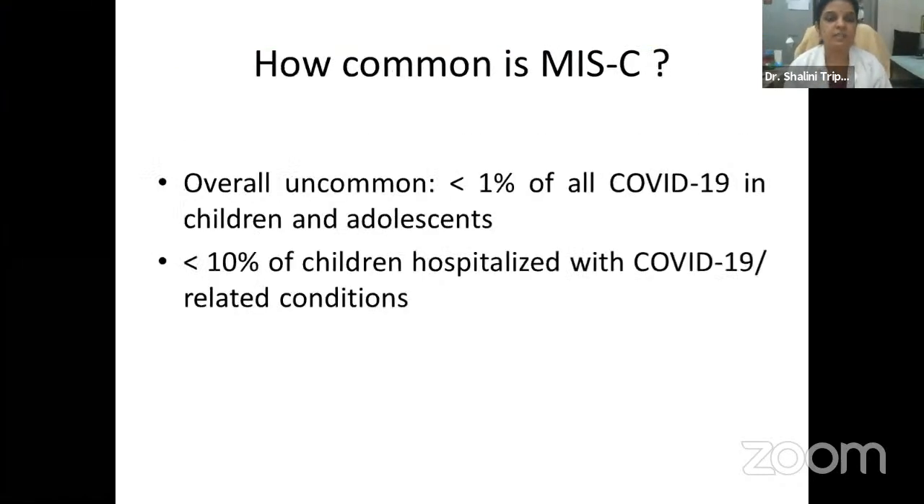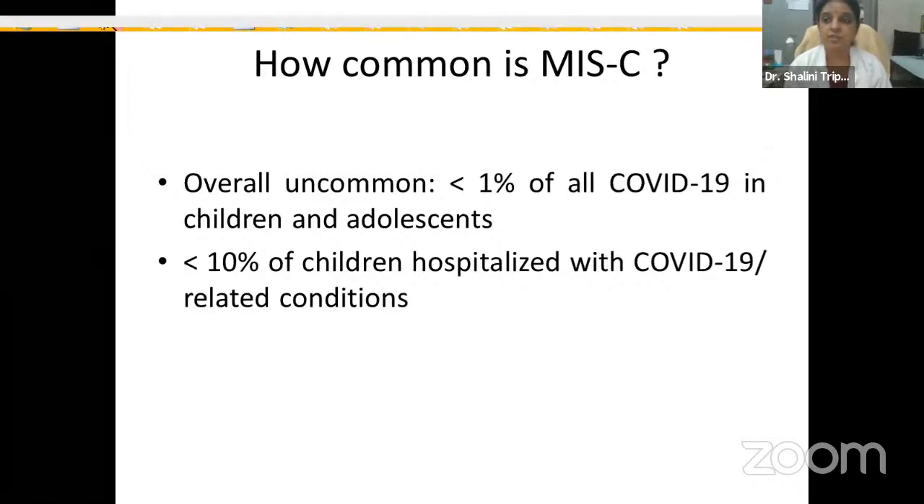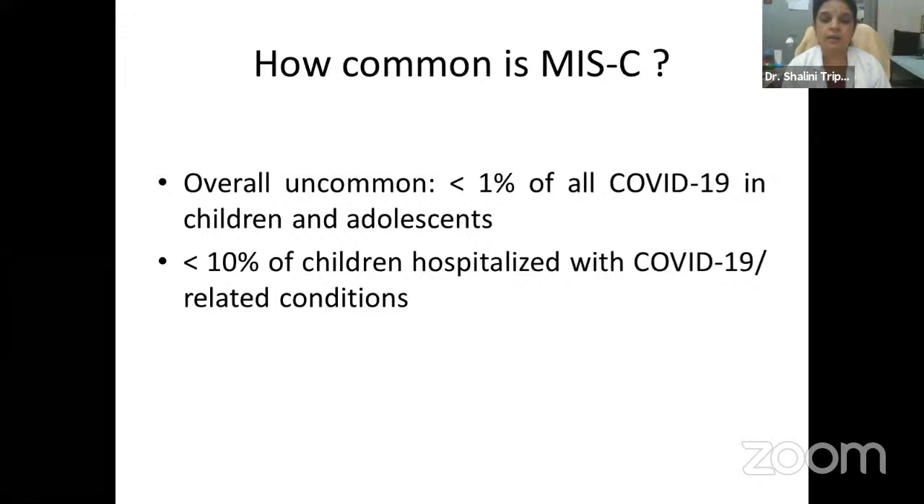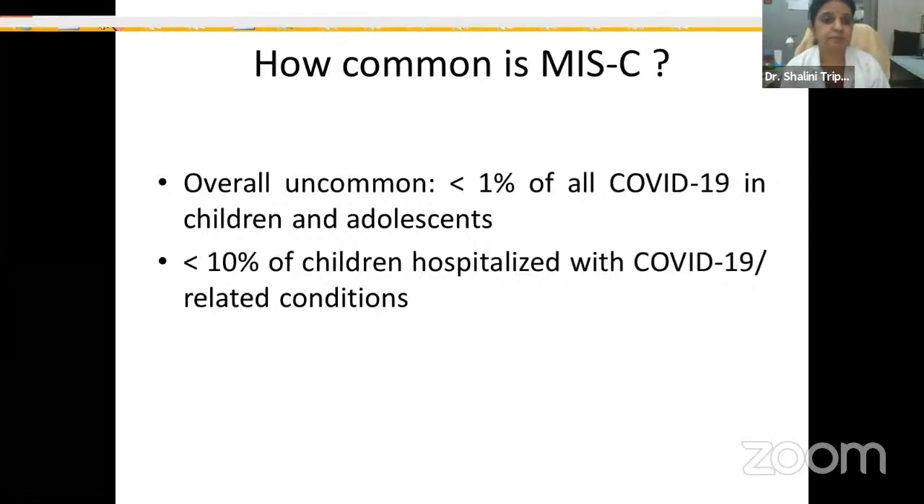So how common is this condition? First, it is very important to note that it is not a very common condition. Less than 1% of all COVID-19 cases in children and adolescents will have MIS-C.